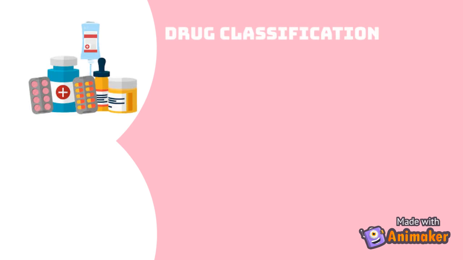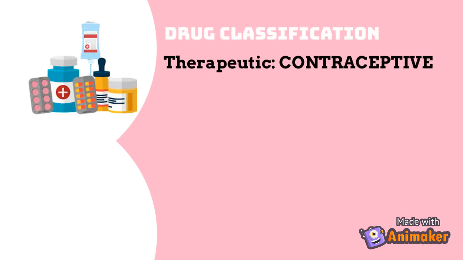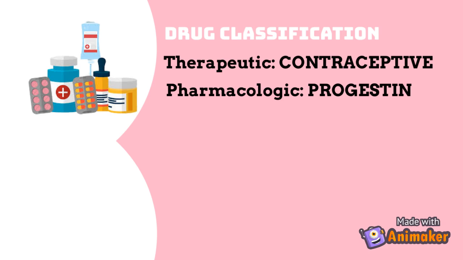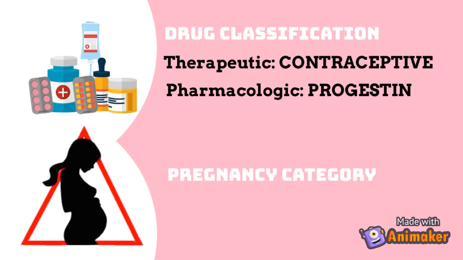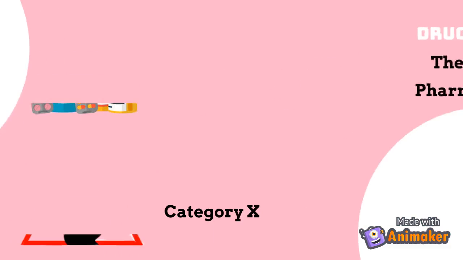Now, let us proceed to the drug classifications. My therapeutic classification is contraceptive. My pharmacologic classification is progestin. Pregnancy category. My pregnancy category is category X.